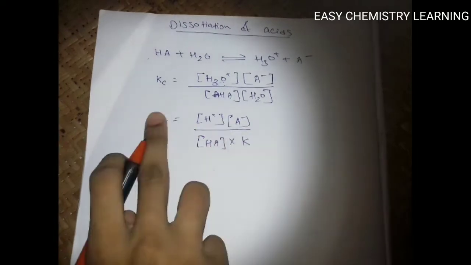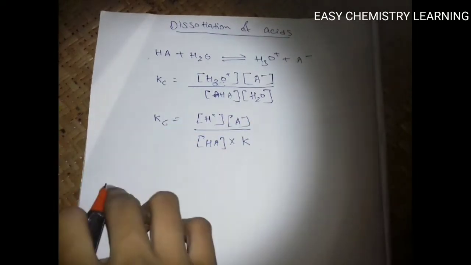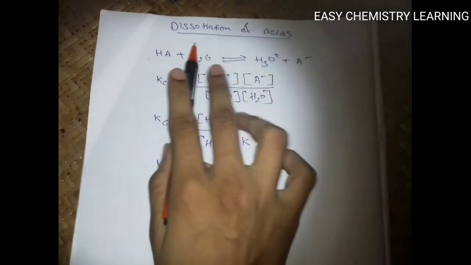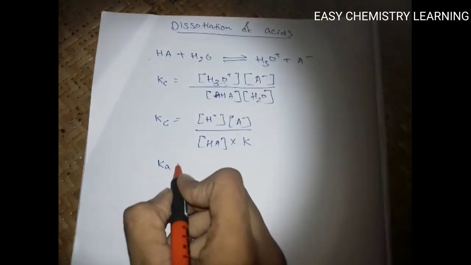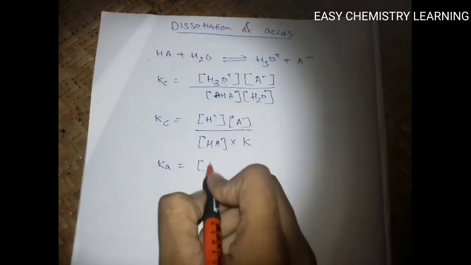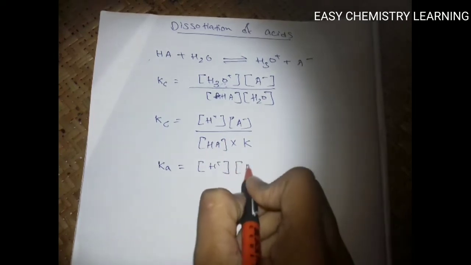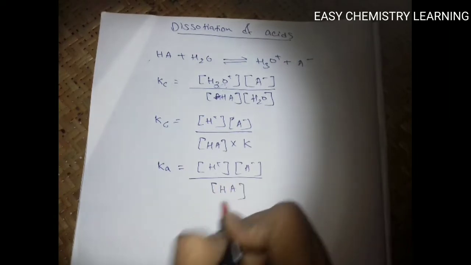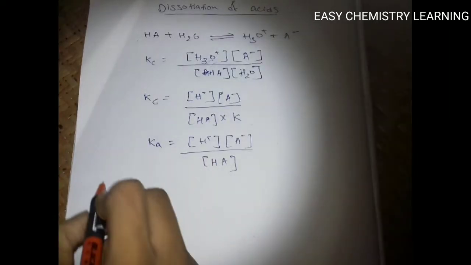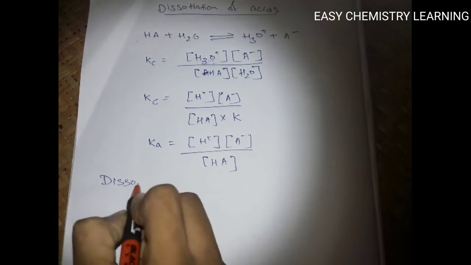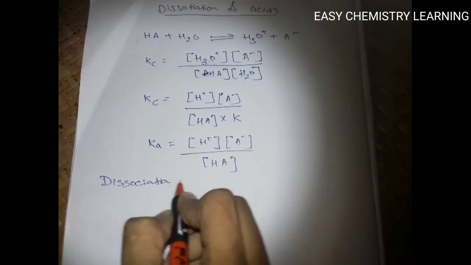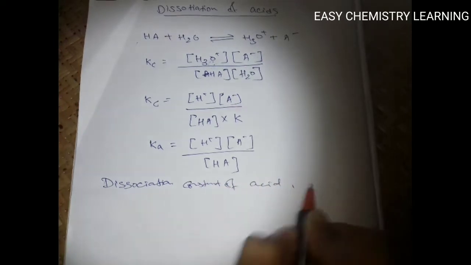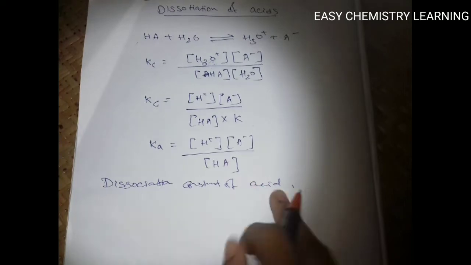Let's assume it is K. Now if we multiply two constants, it will form another constant, so it will be Ka, because we are discussing dissociation of acids. So Ka equals [H+][A-] divided by [HA]. This Ka is called the dissociation constant of acid.